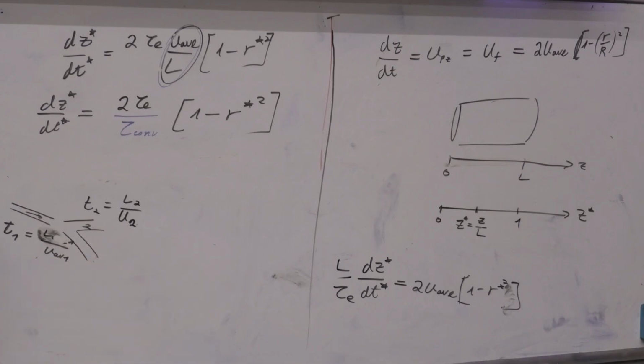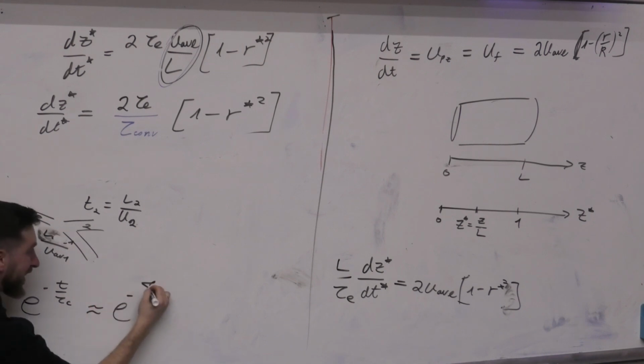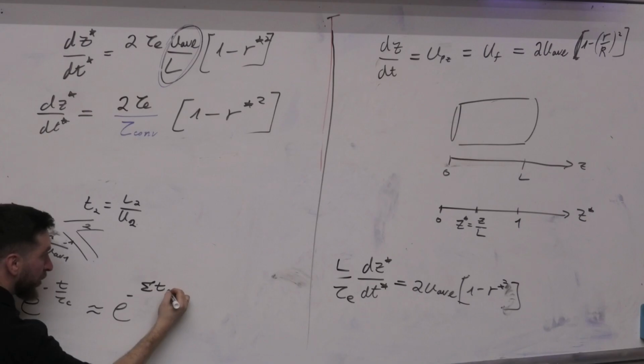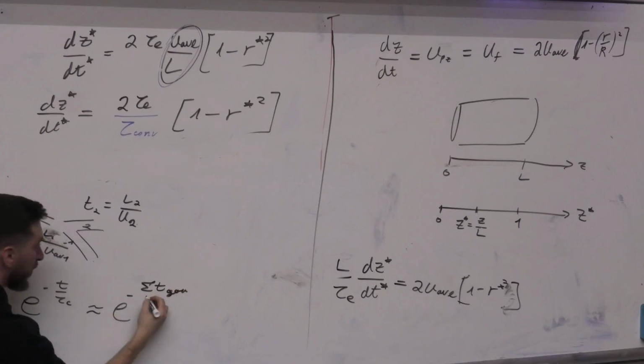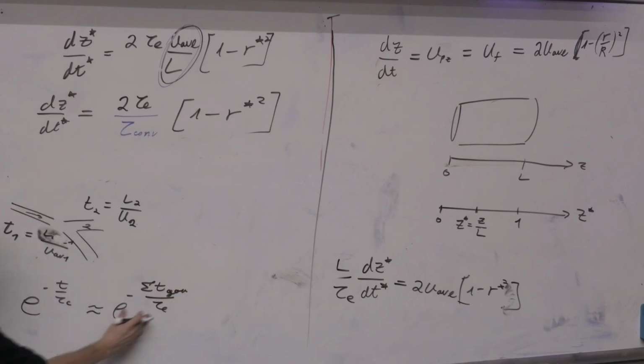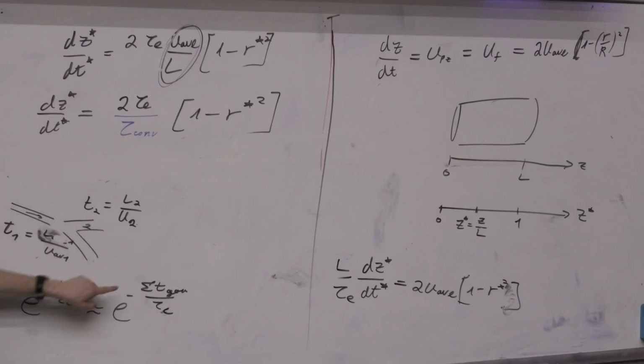And then you can see that the exponent minus T over tau C can be written as sigma tau gen, T gen, divided by tau C. And you can approximate what's happened to this exponent. Is this clear? Important for your project. Yes? So this is an engineer perspective.